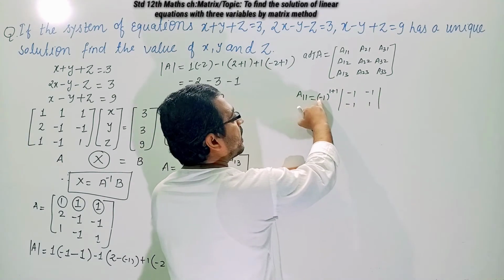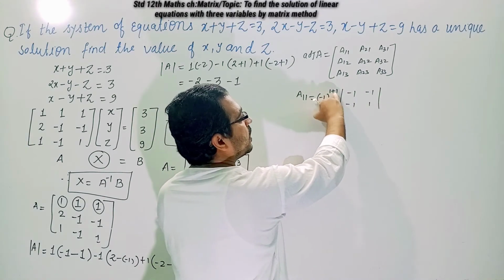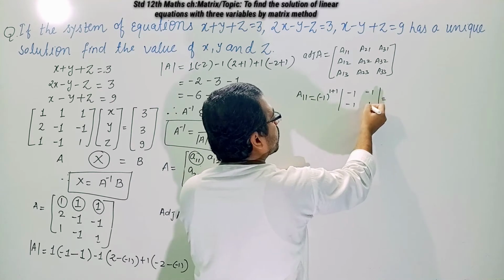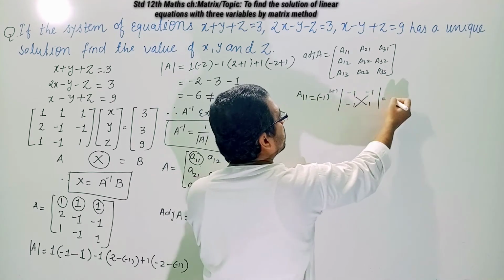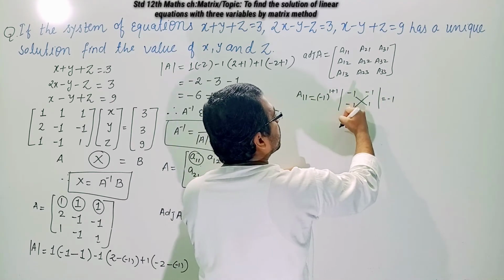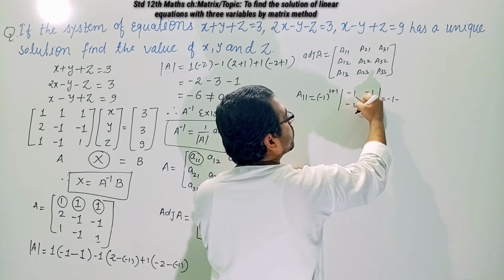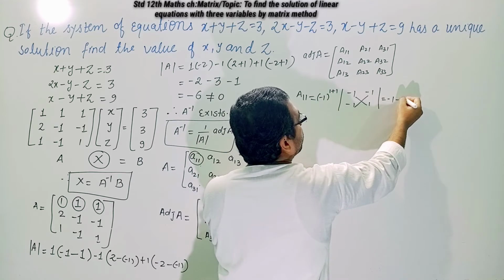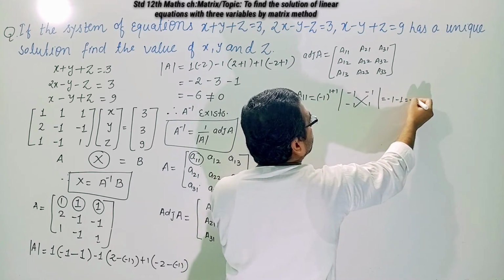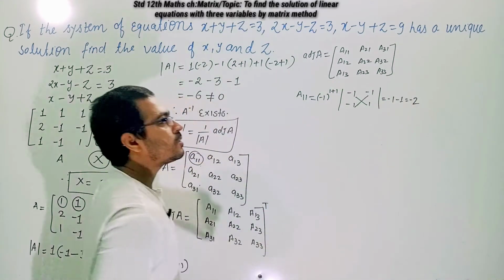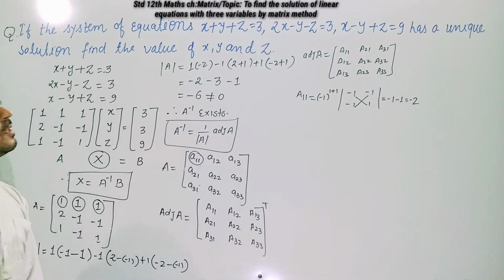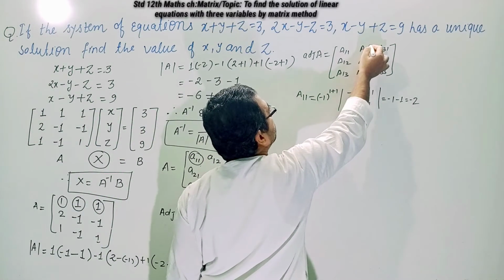So obviously minus 1 to the power 1 plus 1, which is 2, there will be plus. So cross multiplication will be minus 1, and minus, this is the sign of the formula, minus 1 into minus 1, so minus 1, again 1. So we are getting minus 2.